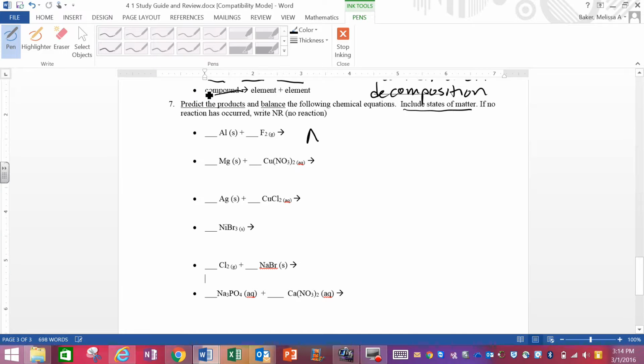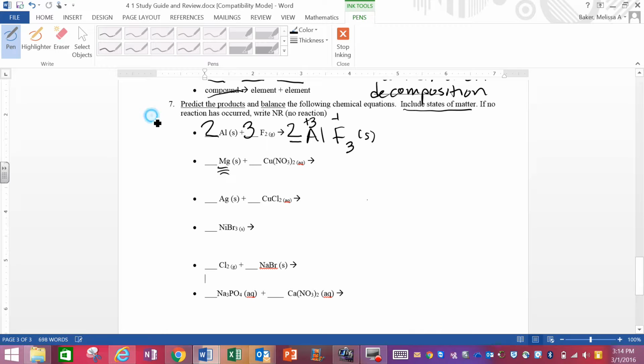Al plus F2, that looks like a combination reaction. 2 things adding together. Al is a plus 3, fluorine's a minus 1, so that will be AlF3. That is an ionic compound, so that will be a solid. This is not balanced. I'm going to make odd numbers even. So I want to make that be 6 fluorines instead of 3, which means I need a 3 out front to make that 6. And a 2 out front in the Al to balance that.